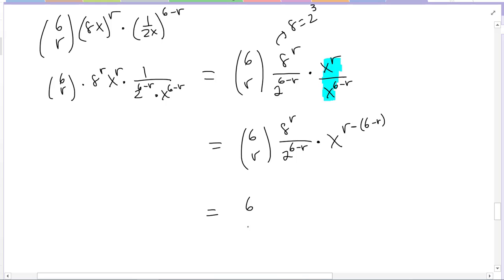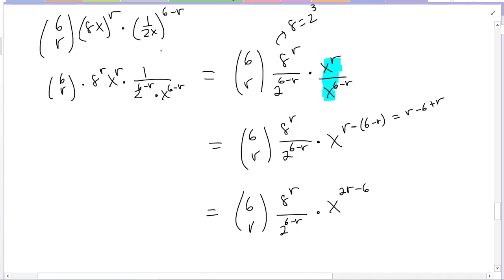And let's keep going. So 6 choose r, 8 to the r, 2 to the 6 minus r, times x to the, so what do I get here? So distribute that negative, so minus 6 minus r, a minus becomes plus. So this is really r minus 6 plus r, so it's 2r minus 6.